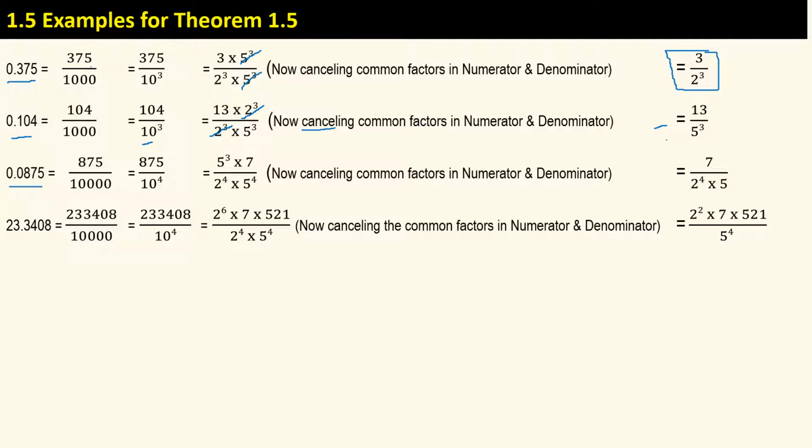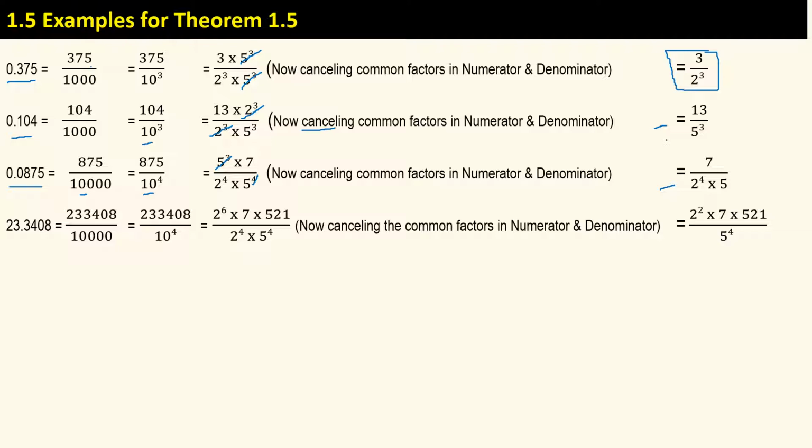0.0875 is equal to 875 divided by 10,000, which can be written as 875 divided by 10 raised to power 4, which is equal to 5 raised to power 3 multiplied by 7 divided by 2 raised to power 4 multiplied by 5 raised to power 4. And then after cancelling the common factors here, we are left with 7 divided by 2 raised to power 4 multiplied by 5. And now let's take another example.